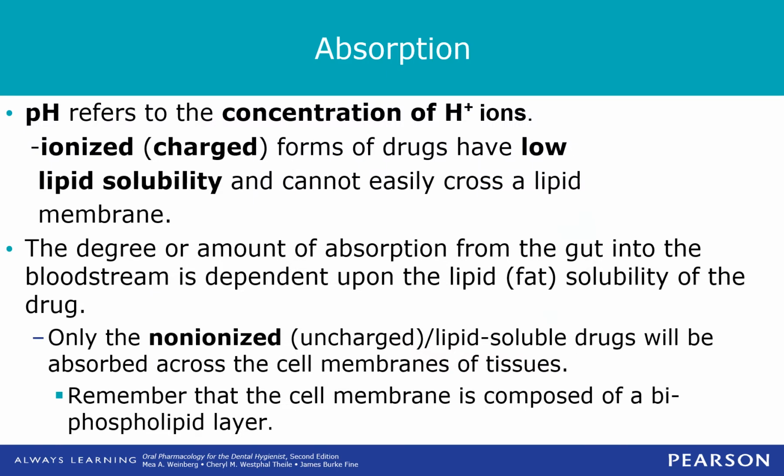The pH refers to the concentration of hydrogen ions. Ionized forms are charged forms of a drug, and they have low lipid solubility and cannot easily cross the lipid membrane. The degree or amount of absorption from the gut into the bloodstream is dependent upon the lipid or fat solubility of the drug. Only non-ionized, uncharged, lipid-soluble drugs will be absorbed across cell membranes of tissues.